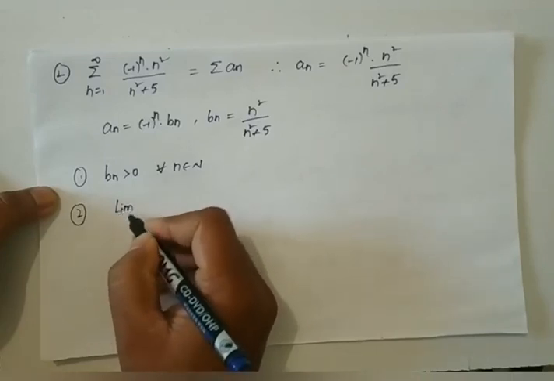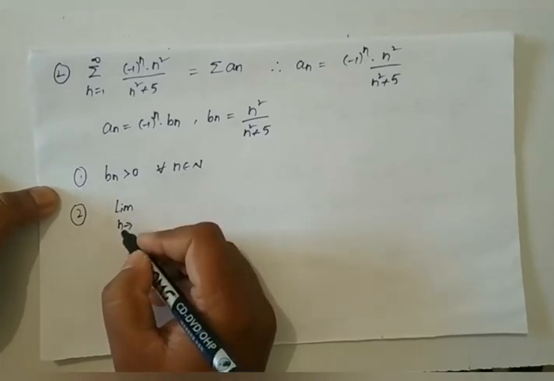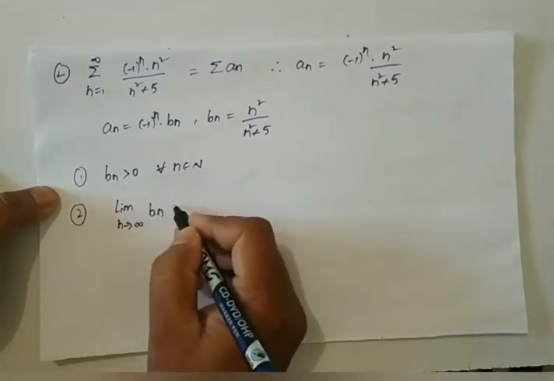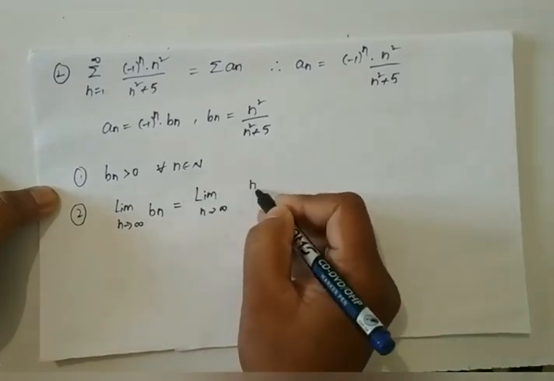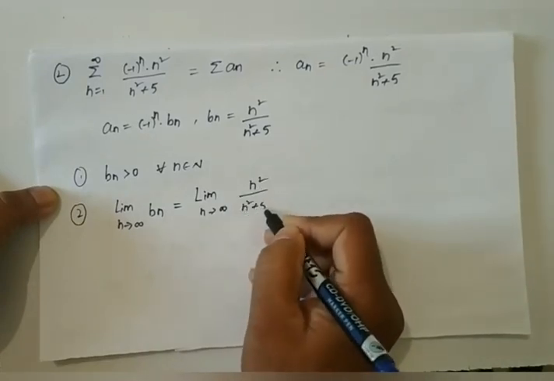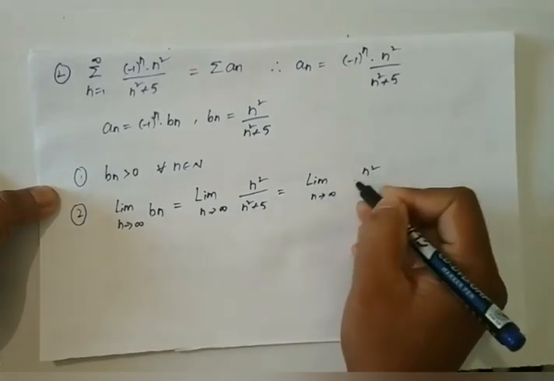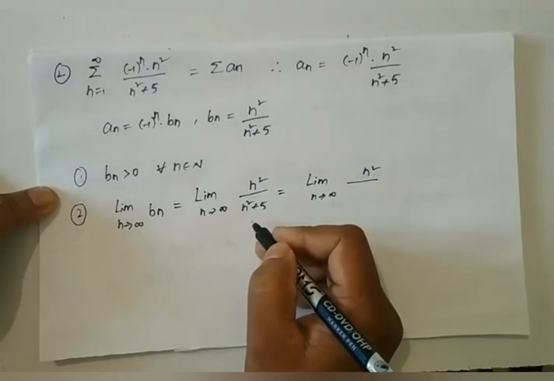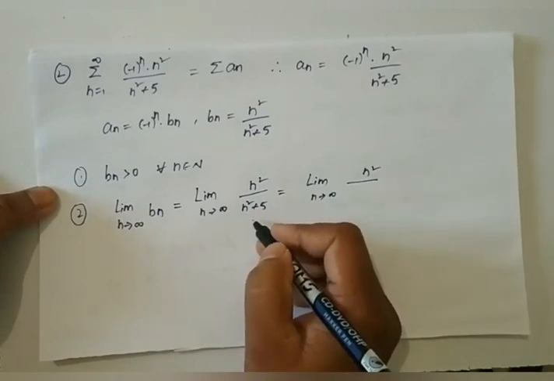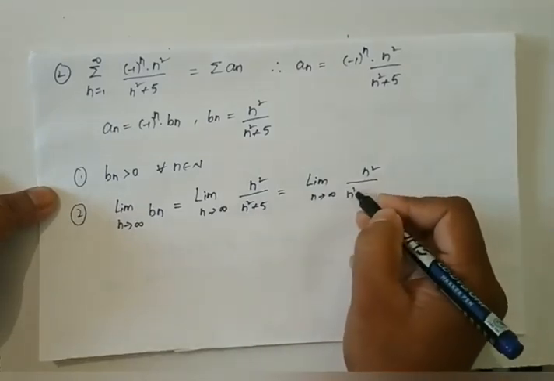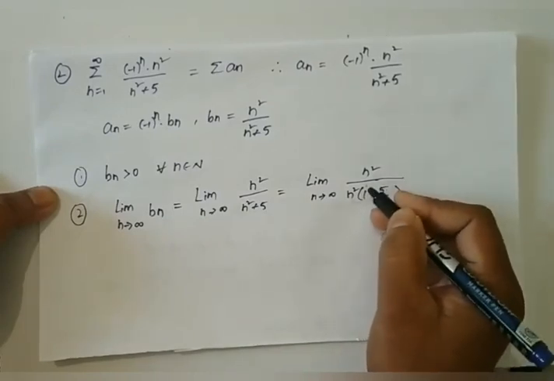So now let us check the second condition. For checking the second condition, we just have to find the limit as n tends to infinity of bn. Now which is equal to the limit as n tends to infinity of, what is bn? N square by n square plus 5. Here in the denominator I am taking n square as a common factor. So we get n square of 1 plus 5 by n square. So here n square gets cancelled.